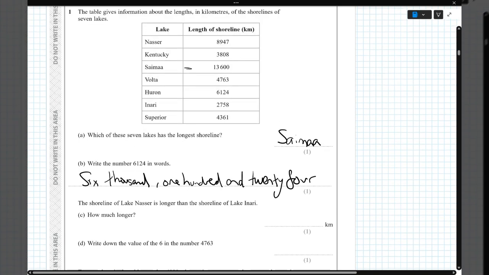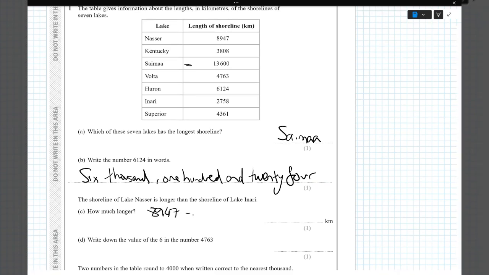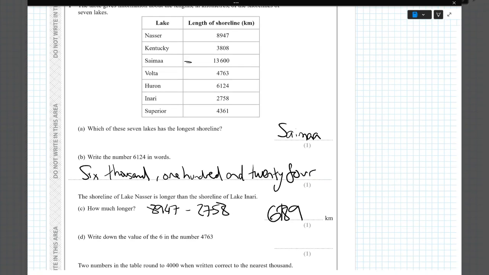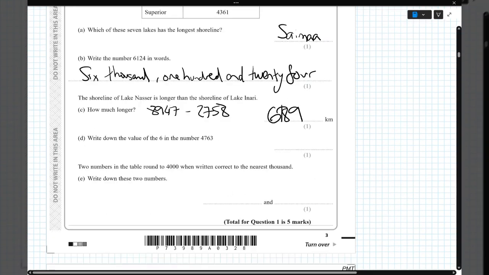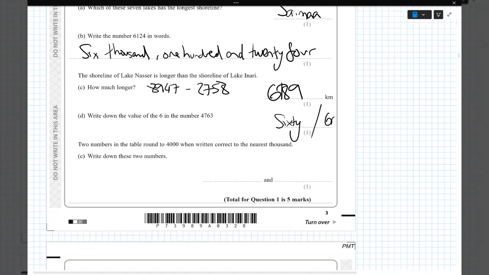The shoreline of Lake Nasser is longer than the shoreline of Lake Inari. How much longer? So Nasser, 8947, take away Inari, which is 2758. And I'll harp on about this: I'm putting this into the calculator. 8947 minus 2758. And that gives me 6,189. Okay, so don't take any risks. Write down the value of the 6. This is 60. They will allow 60.